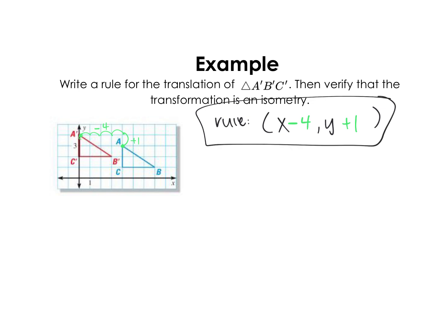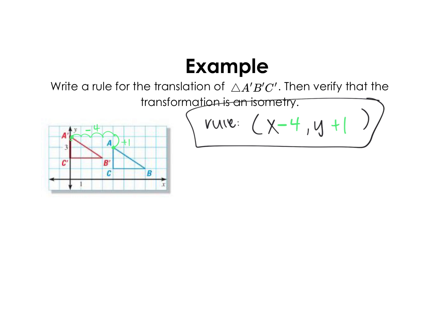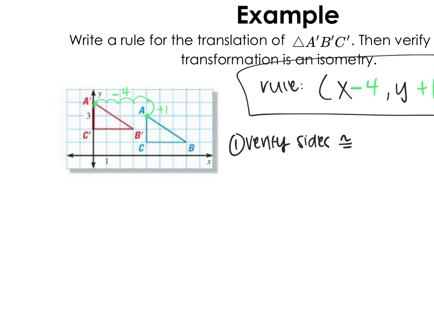Now with the rule, we want to verify that it's an isometry. And again, with isometry, we want to make sure that the sides are all the same and the angles are all the same. So our very first thing is going to be, we need to verify that the sides are all congruent. That's going to be our very first step. So let's go ahead and try to determine that our sides are all the same.